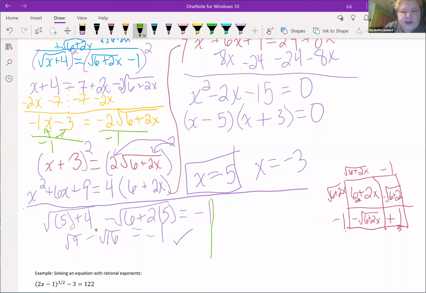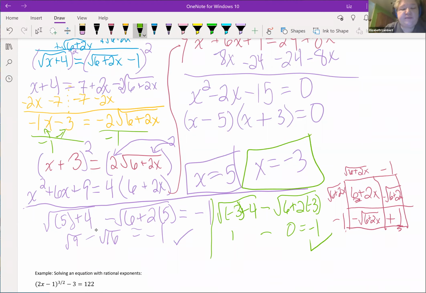Okay, so we've got the square root of now -3 plus 4. Oh, well, that works out nicely. That's square root of 1, so that's 1 minus the square root of 6 plus 2 times -3. Oh, 2 times -3 is -6 plus 6 is 0. Square root of 0 is 0, so it does indeed equal the desired -1.